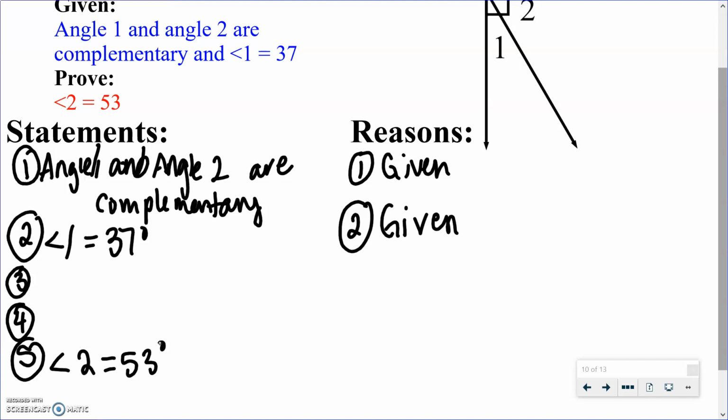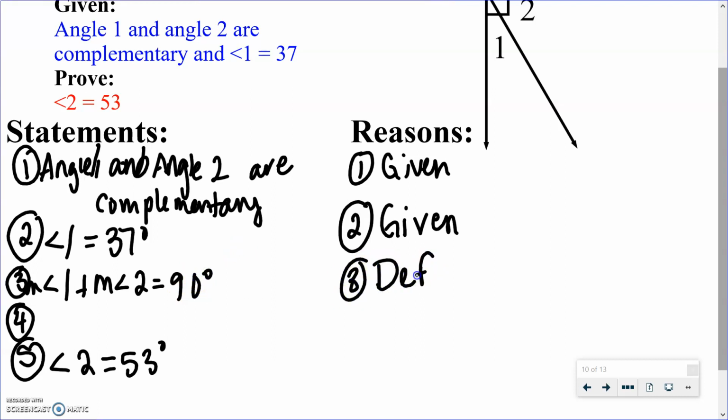So I know that 1 and 2 are complementary, so I can use that to then write an equation. So the measure of angle 1 plus the measure of angle 2 is equal to 90 degrees. And that's because that's the definition of complementary. They equal 90 degrees when you add them together.